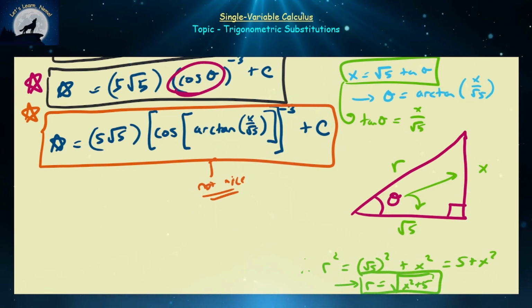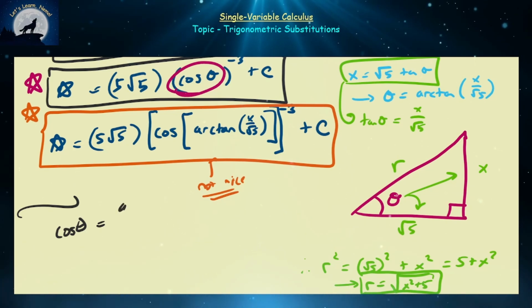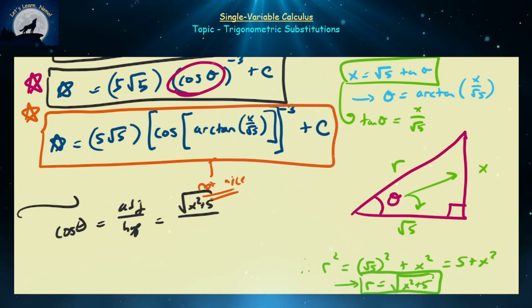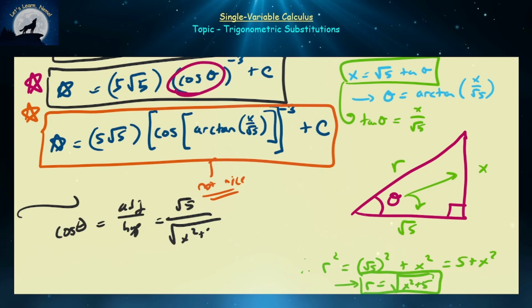And what do we actually want? Well, we want the cosine of theta. So what actually is the cosine of theta? Well, the cosine of theta is going to be equal to adjacent over hypotenuse, and adjacent equals the square root of x squared plus 5 all over the hypotenuse. No, that's not the adjacent. The adjacent is the square root of 5, and the hypotenuse is this newfound thing, the square root of x squared plus 5.